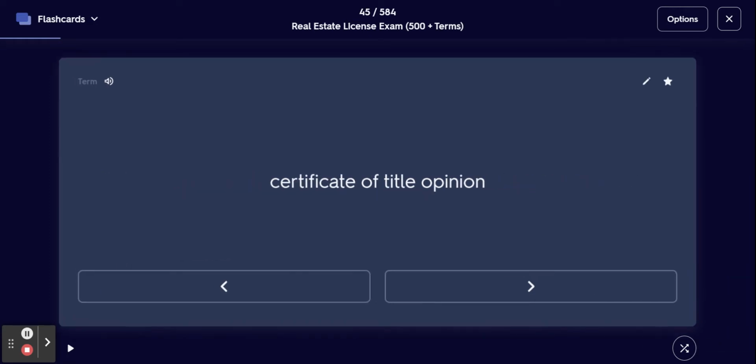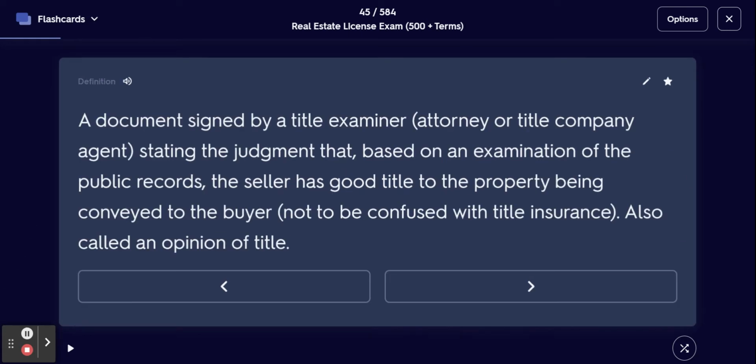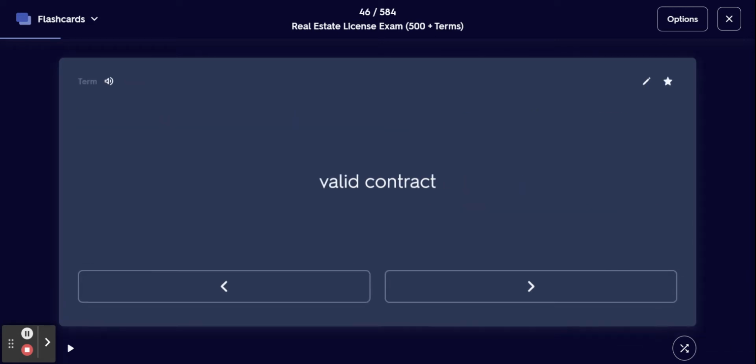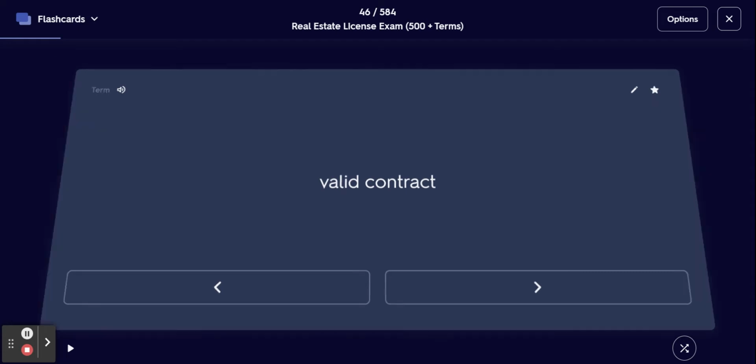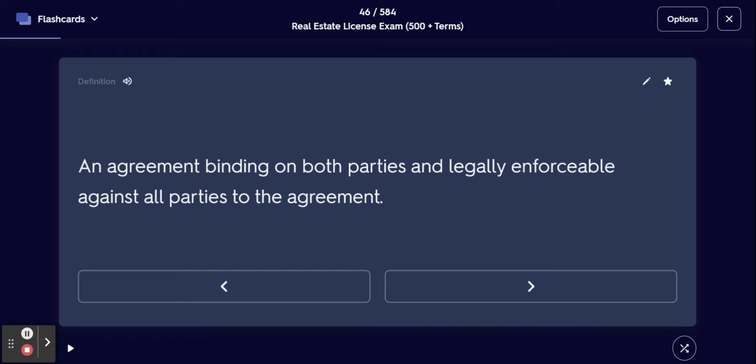Certificate of Title Opinion. A document signed by a title examiner stating the judgment that, based on an examination of the public records, the seller has good title to the property being conveyed to the buyer, also called an opinion of title. Valid contract. An agreement binding on both parties and legally enforceable against all parties to the agreement.